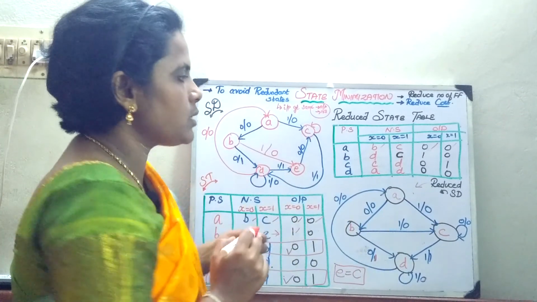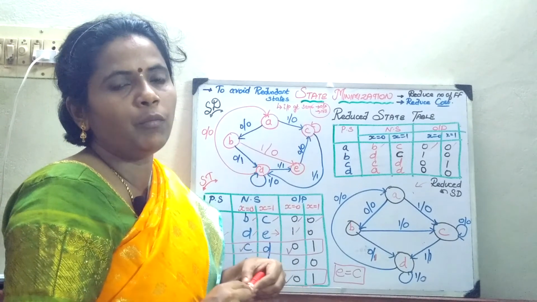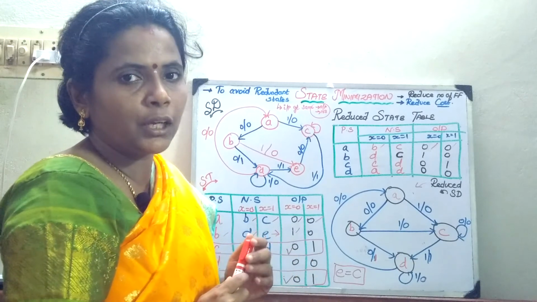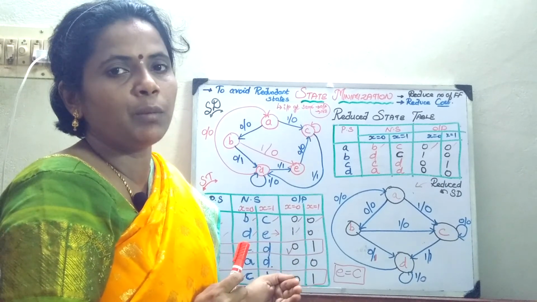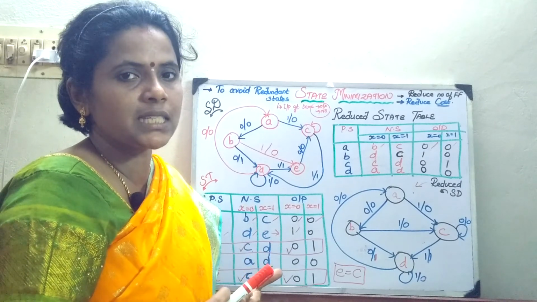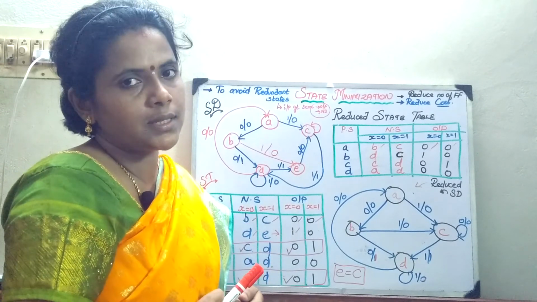Okay, now from this case you can see it is a small problem where we are able to eliminate one state. In the next session we will be seeing what is state assignment, what are the rules for state assignment and what is the need for state assignment.